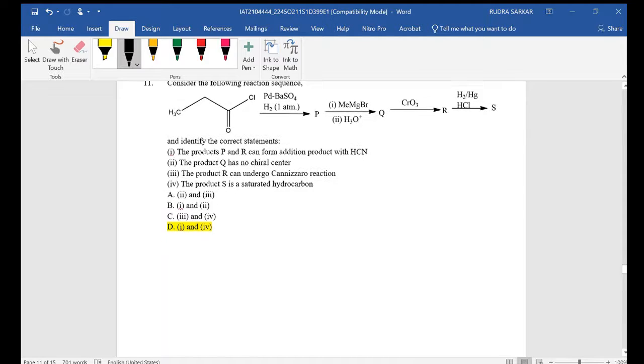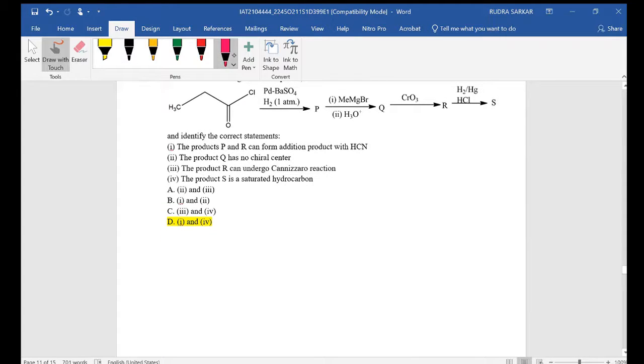Consider the following reaction sequence. So basically we have been given an acid chloride, which is this one, and it is undergoing Rosenmund reduction reaction. So you're using basically Pd supported on barium sulfate in presence of 1 atm pressure of hydrogen. So that will lead to the synthesis of an aldehyde like this one. So this is our P.